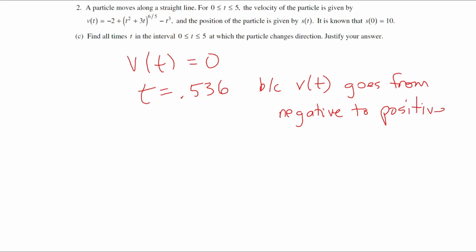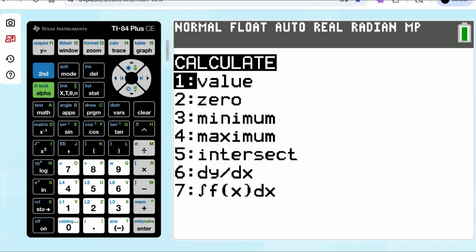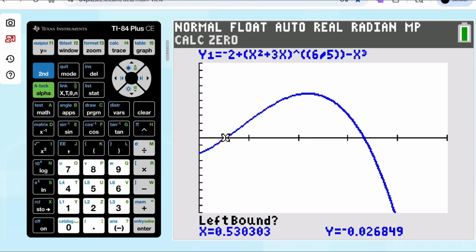And then we'll find the other value. So we'll hit second, trace. Again, option 2 for 0. And now we'll scroll way back over here.